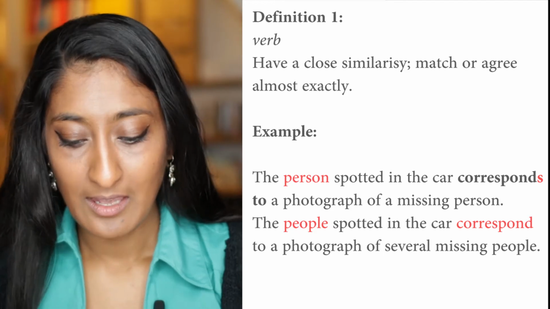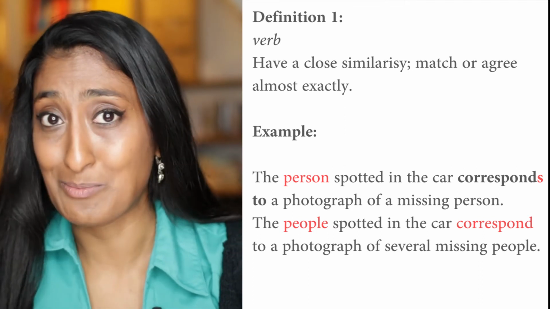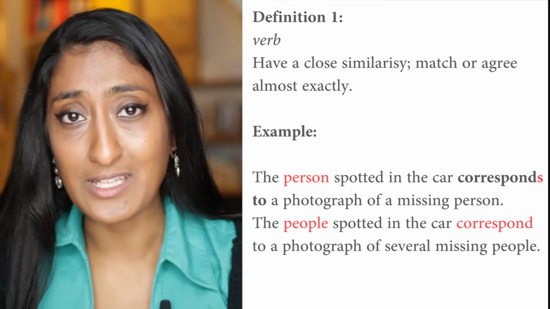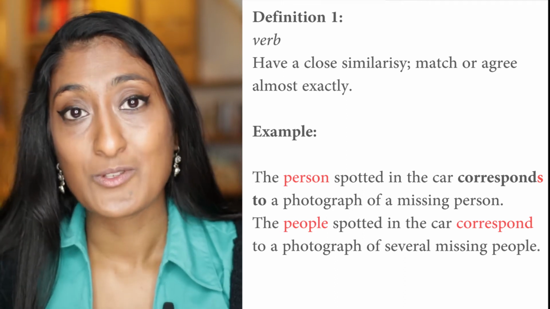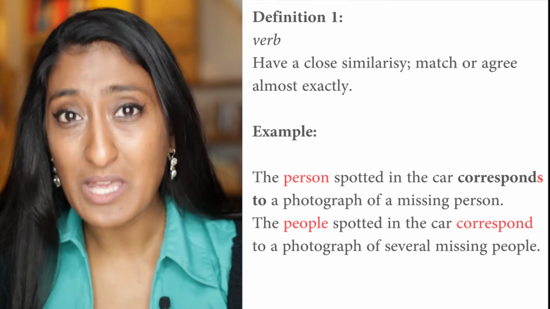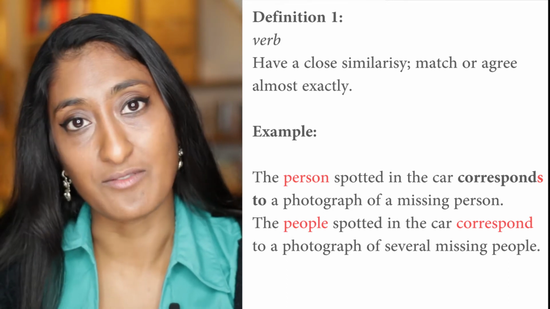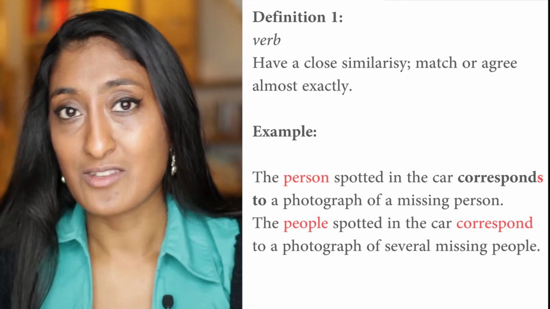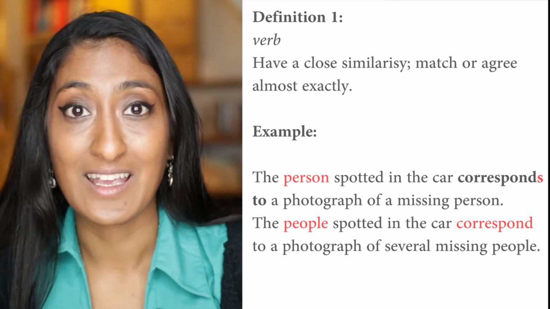Let's have a look at how this sentence changes if there were lots of missing people. It would go like this. The people spotted in the car correspond to a photograph of several missing people. So note how the S on the end of correspond has been dropped because now you have lots of people. So let's have a look at that sentence again. The people spotted, so plural, the people spotted in the car correspond to a photograph of several missing people. So this is going to be a little bit interesting because I think there needs to be some sentence practice on this in a little bit.